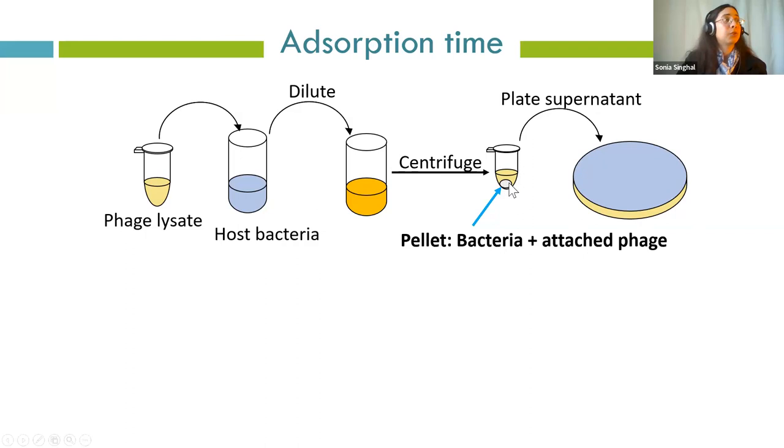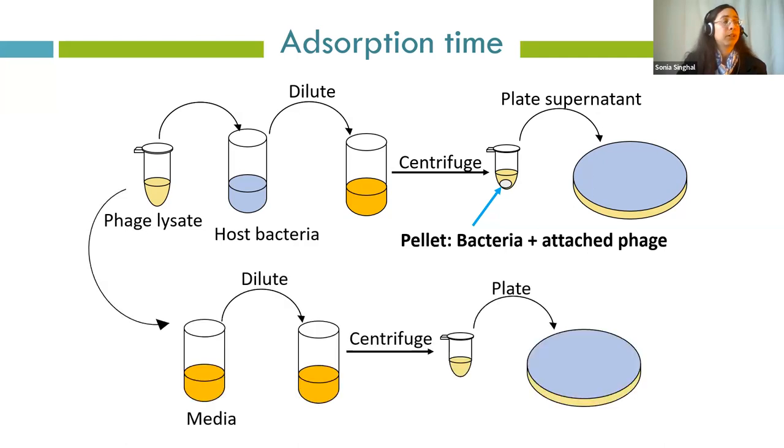We can then centrifuge down that sample to collect all of the bacteria in the pellet, and any phages that have attached or adsorbed to the bacterial cells will be in the pellet as well. And we sample from the supernatant, where we should only find free unattached phages. We did this experiment both with samples that contained the host bacterium E. coli B, and we also ran a control experiment that used phages in media instead.